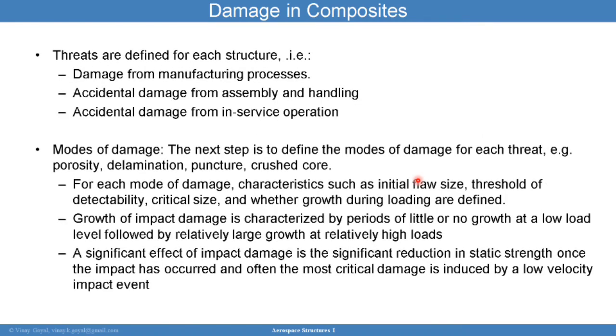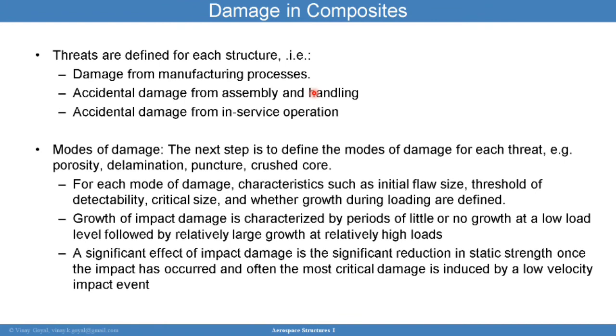One of the things you want to do is define the threats for each structure: damages from manufacturing, accidental damage from assembly and handling, and accidental damage from in-service operation. And the way you want to do that, you already know that hail damage is one of them. You know that a catering truck could hit the composite aircraft. And so you can characterize the types of threats you may see, tool drops and things like that, to then use those as guidance to design composites and perform testing.